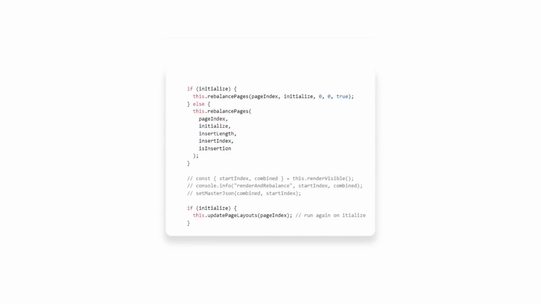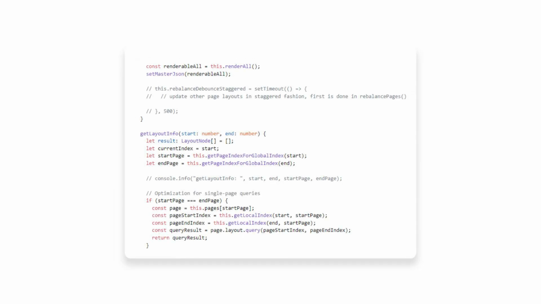Inside the render and rebalance method, we conditionally call the rebalance pages method, depending on whether the initialize flag is true or false. 1. Conditional call. If initialize is true, it calls rebalance pages with default parameters 0, 0, true to reset the page layout. If initialize is false, it passes in the insert length, insert index, and isInsertion parameters to adjust the pages based on new insertions. The commented portions were part of a phased-out optimization technique. 2. Layout update. If initialize is true, it calls update page layouts to ensure the page layout is processed again to reflect any structural changes.